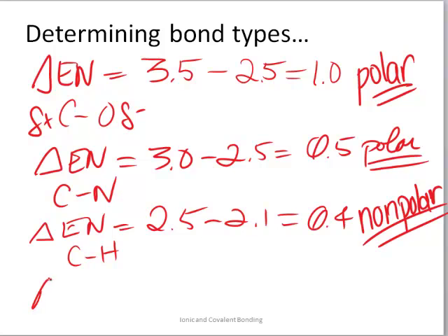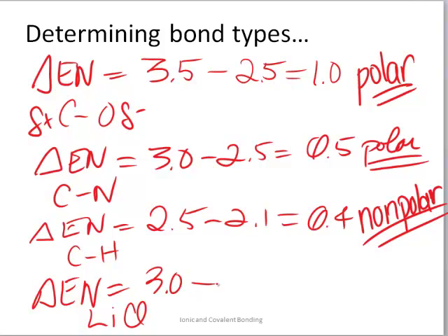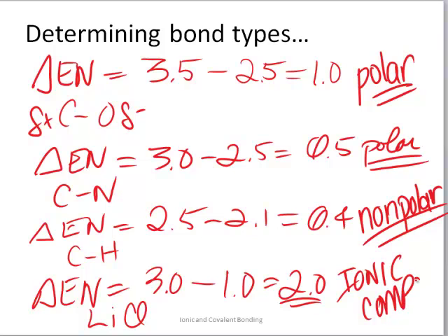Okay, one last example. Let's look at a lithium chloride bond. Chlorine has an electronegativity of 3.0. Lithium has an electronegativity value of 1.0. And so that gives us a value of 2.0. And so this turns out to be an ionic compound. The strength of the electronegativity of that chlorine atom is so great that it actually just removes the electron from lithium and sets up an ionic bond.